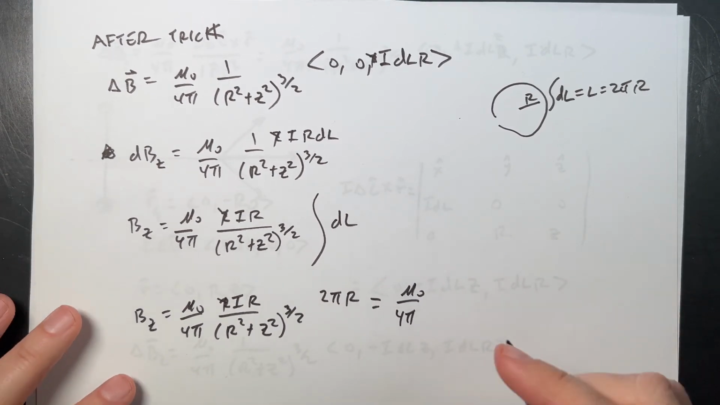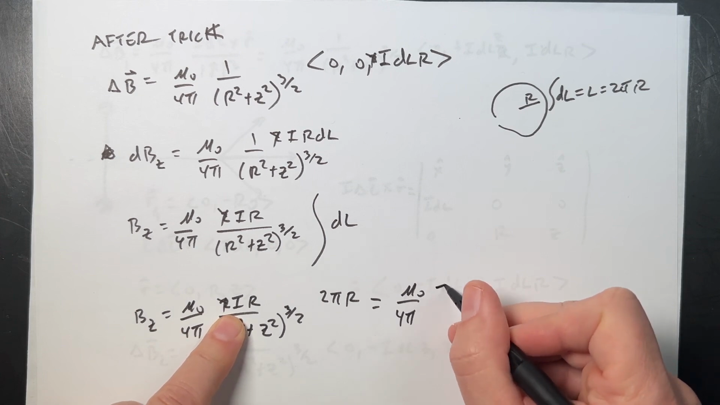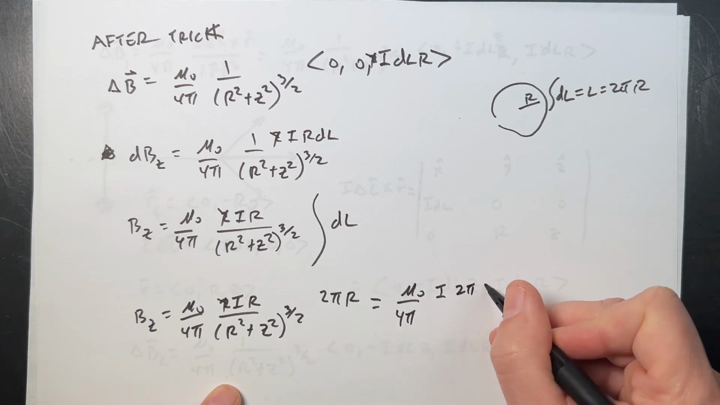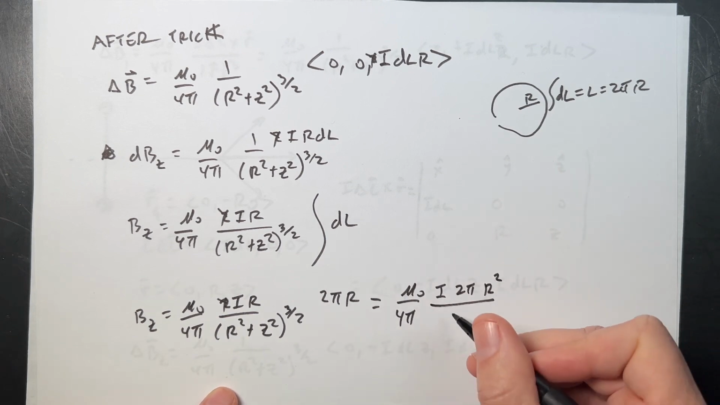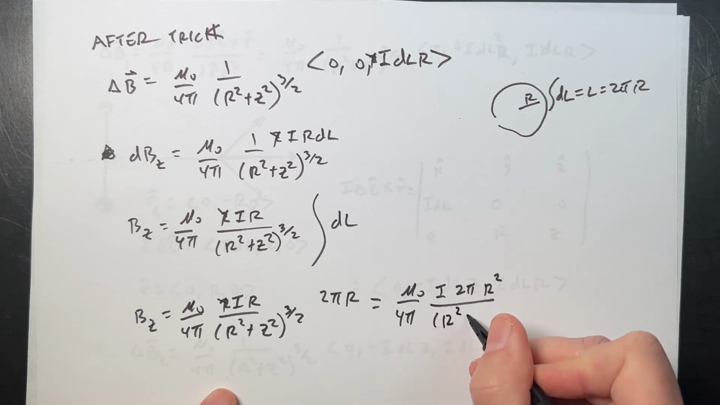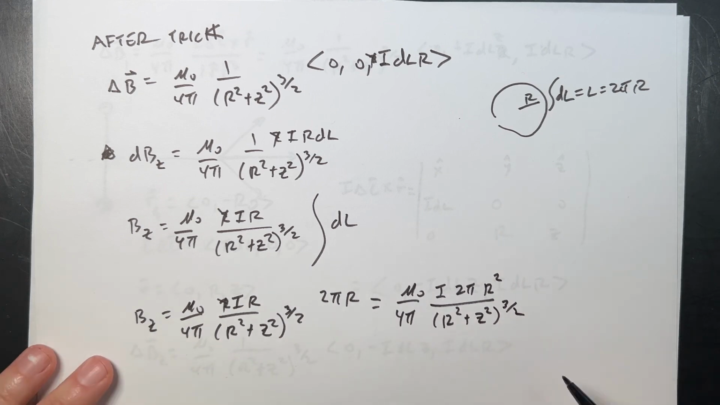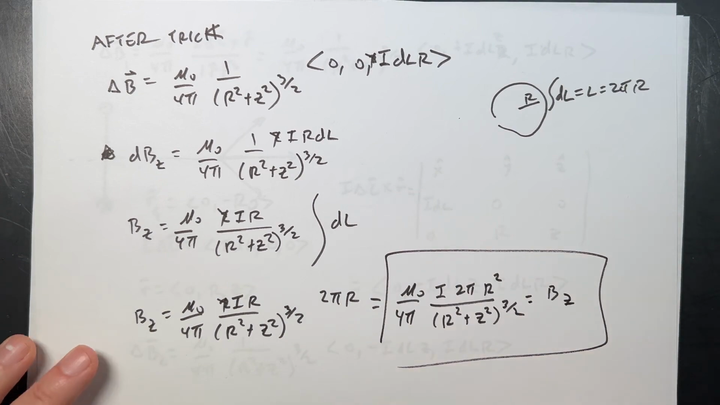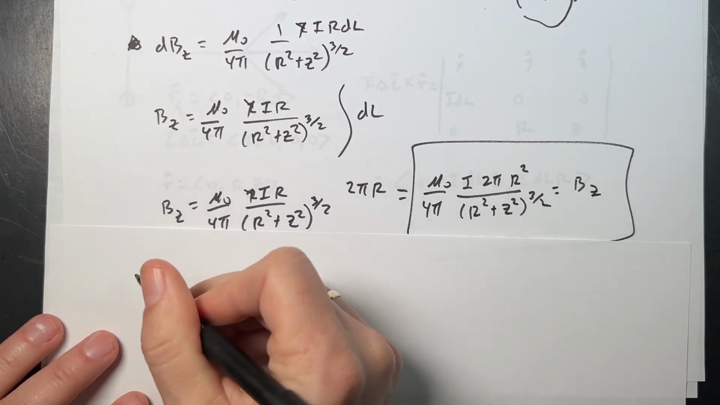Usually I work these things out beforehand and I don't make mistakes. Okay, so I get I times 2 pi r squared over r squared plus z squared to the 3 halves. And that's Bz. Done. Okay, now let's look at the limit as z gets really large.